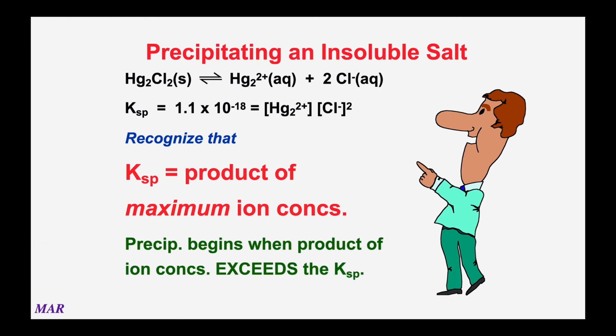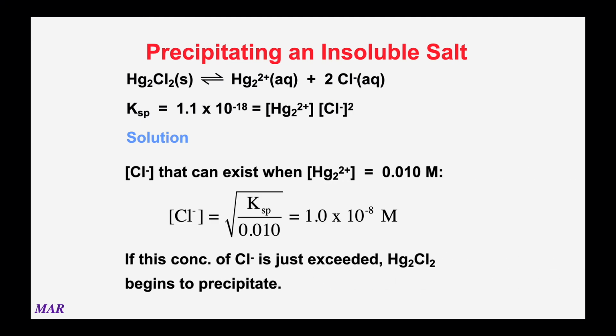So when we figure out what this number is, we're going to get a number. And if you go just a little bit above that number, that's when you're going to see a solid form. It's when it exceeds the Ksp, the maximum ion concentrations. And in this case, we're going to find that threshold for chloride and see when the solid will start to happen. Going back to my plug and chug equation, the Ksp 1.1 times 10 to the minus 18th equals 0.010 times chloride ion squared. So we want to solve for chloride. That's literally all we do. So chloride squared is going to equal Ksp divided by the mercury, 0.010. To get rid of the squared, we'll take the square root of both sides. So Ksp, 1.1 times 10 to the minus 18th, divided by 0.010, and square root of all of that, 1.0 times 10 to the minus 8th moles per liter.